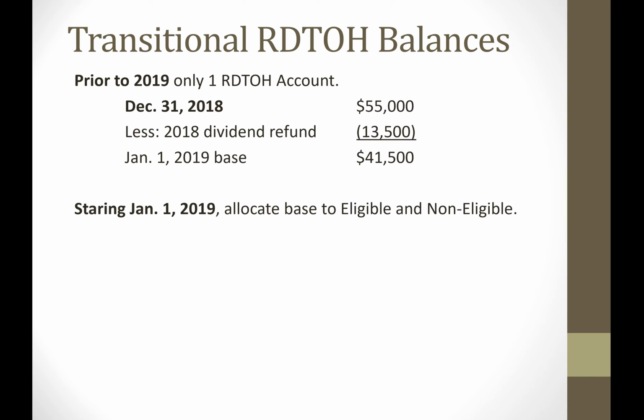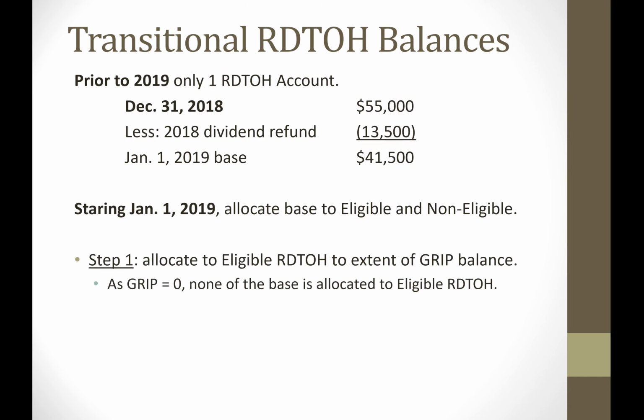So step one is to start off with the eligible amount. The amount that can be allocated to the eligible RDTOH is to the extent of the company's GRIP balance. Now, GRIP stands for General Rate Income Pool. Now, there's a calculation of how to determine the GRIP balance. However, in this question, we're told that the GRIP balance is zero. Because the GRIP balance is zero, Bowen Ltd cannot allocate any amount of the base to the eligible RDTOH account. So that's fairly straightforward in this example.